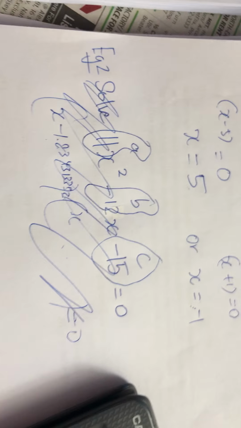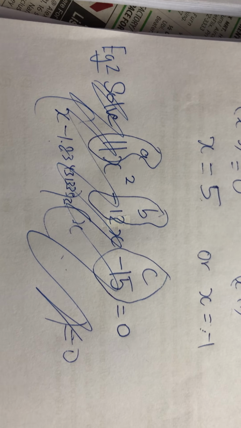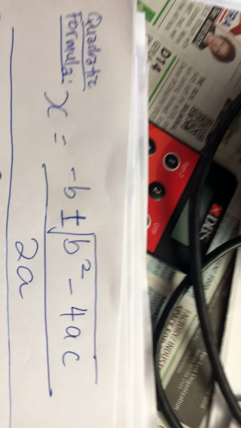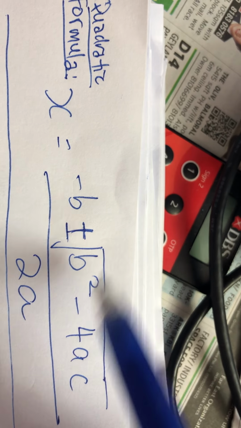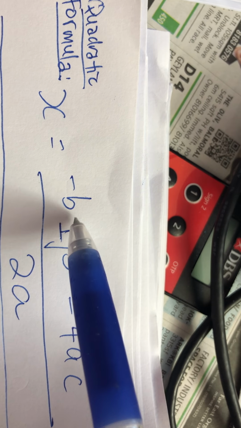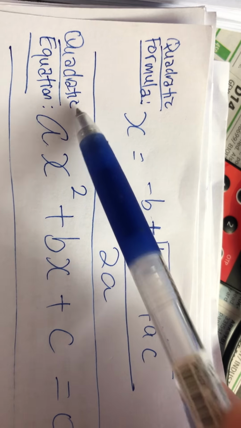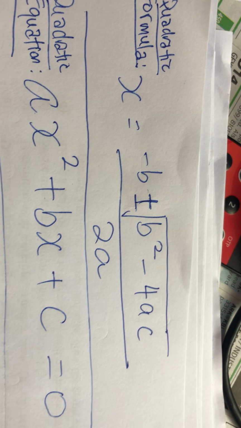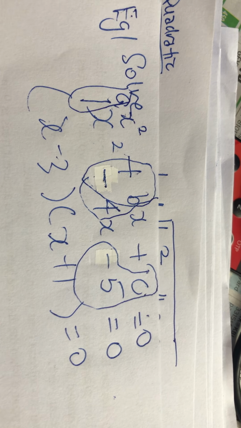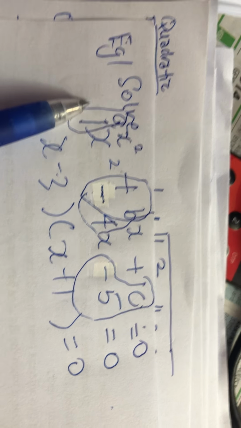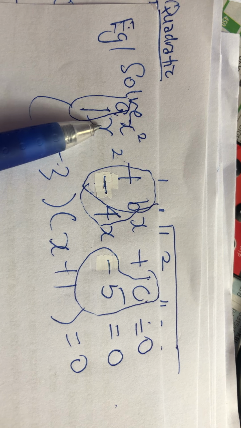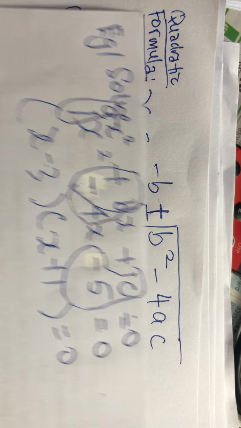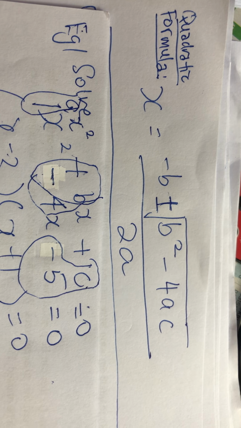Okay? So because you can't use the factorization method, you have to use a more general way of solving this equation, and that is what we call the quadratic formula. You have to use this quadratic formula. This quadratic formula works for any quadratic equation in the form ax squared plus bx plus c, meaning to say that if you have any quadratic equation such as example one which we did earlier, for example, x squared minus 4x minus 5 is a quadratic equation, you can use this formula. Okay, it works for all quadratic equations.